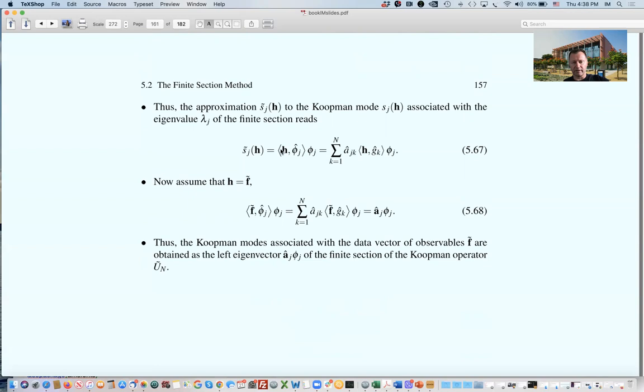But then I have an inner product between h and phi_j hat. We plug in the definition of phi_j hat, that's a_jk hat g_k hat summed over k. a_jk hat goes out. And then the inner product between H and g_k hat is left in, and then phi_j. And now if we assume that H is equal to f tilde, so we actually are doing the Koopman modes associated with the original set of observables, then we're going to get f tilde, phi_j hat, phi_j.